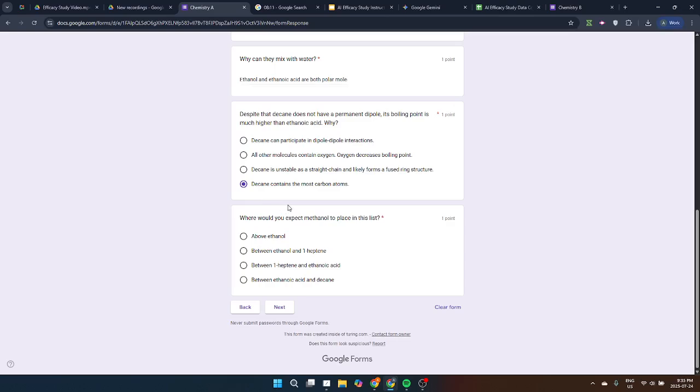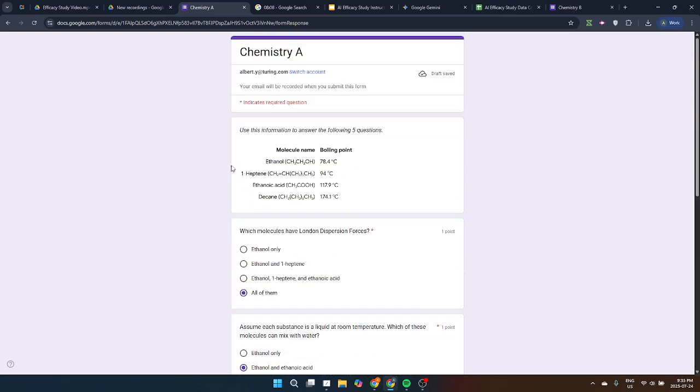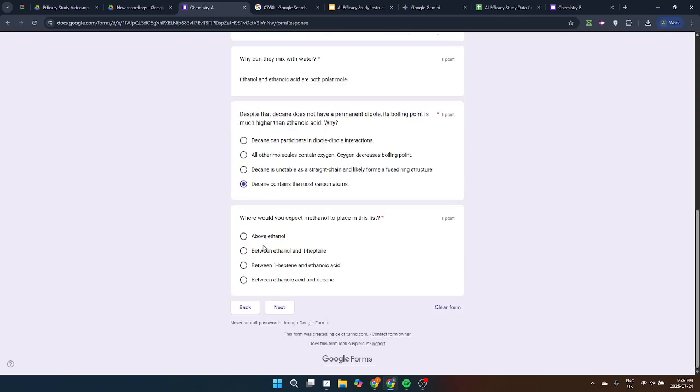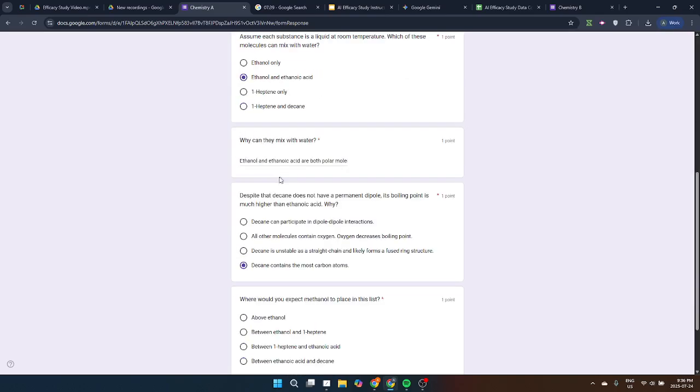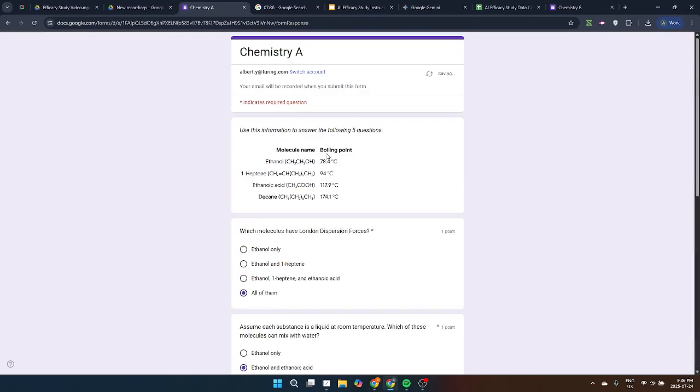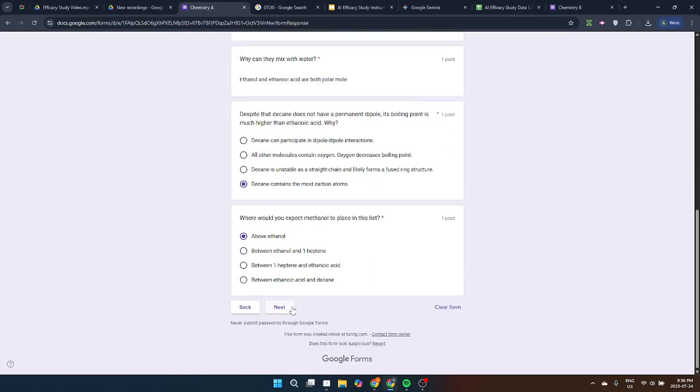Where would you expect methanol to place on this list? Okay, methanol. So methanol would place below ethanol. Certainly below ethanol, because it's a very similar alcohol but just smaller. Oh, there's nothing between, so I guess just below. Oh, what? Methanol above ethanol? Oh, above ethanol. Okay, yes, I thought it was saying here, but okay, yeah, that makes sense. Above ethanol.